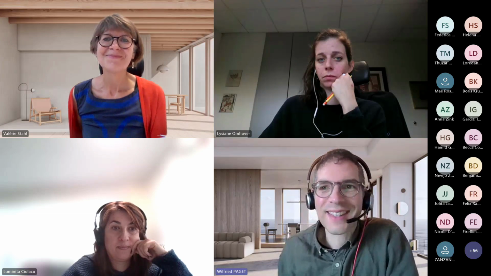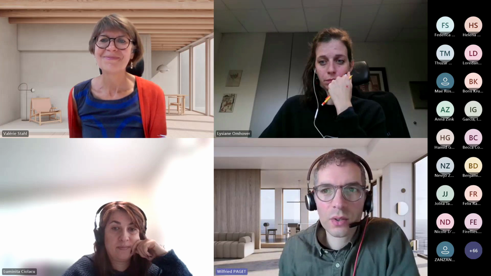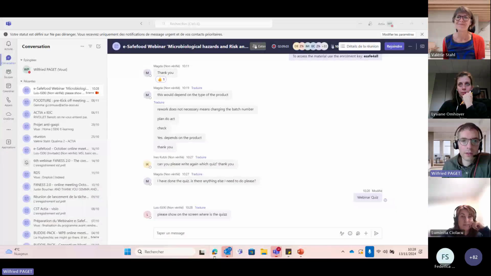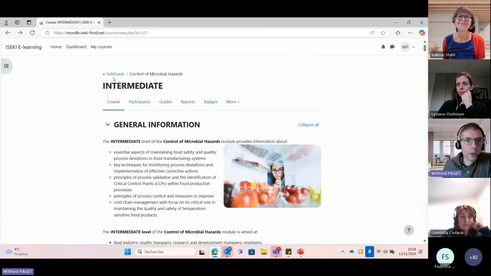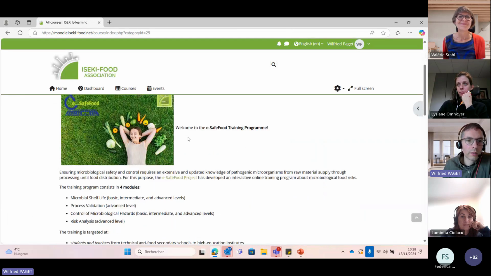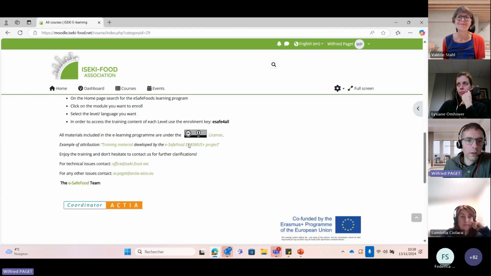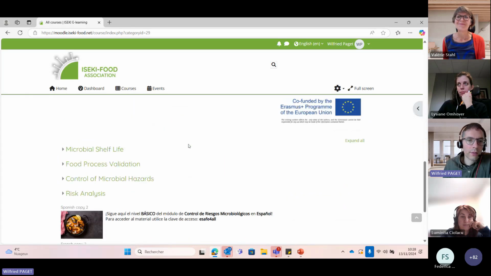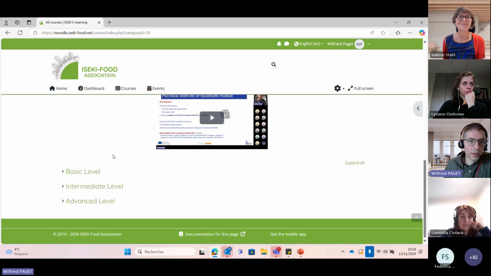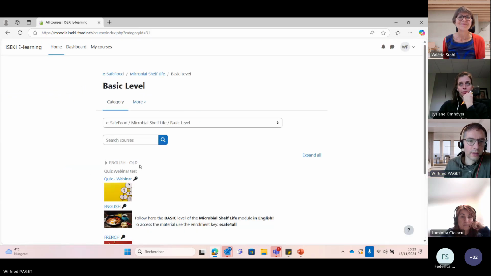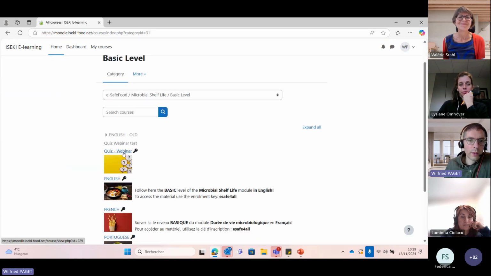So I can show some. I'm going to share my screen again to show. I might not have the same presentation on the screen, but still, it could be a good way to show people. When you connect to the overview of the e-SafeFood project, you have the microbial shelf life module. You connect to the basic level, and here you have the quiz webinar.